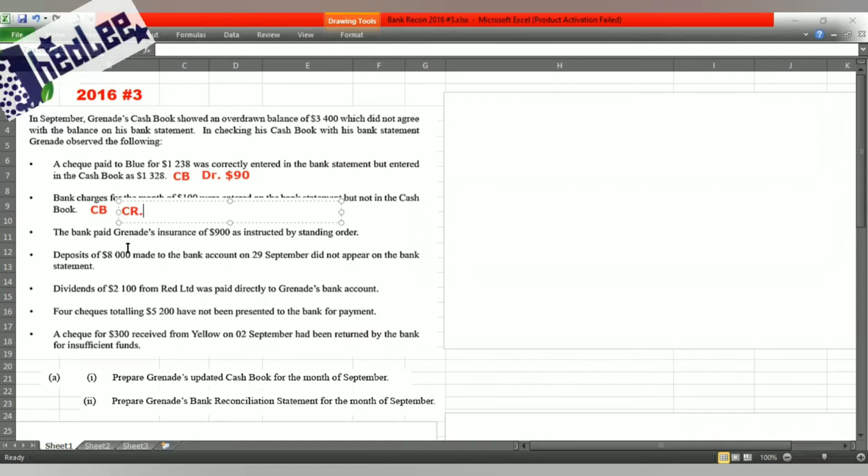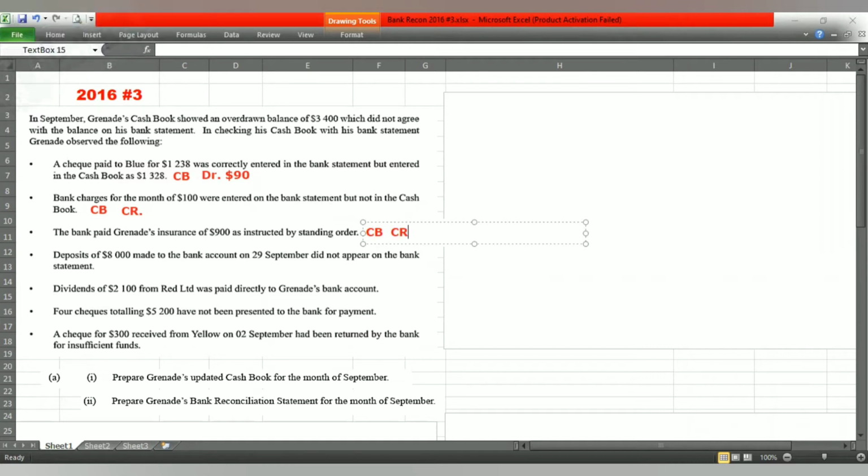The bank paid Grenade's insurance of 900 as instructed by standing order. Now, this wouldn't have been known until the bank statement is received. So this item is going to be used to update the cash book. Again, CB. The standing order was a payment made by the bank, so that would cause a reduction in the cash book. So therefore, you're going to credit that.